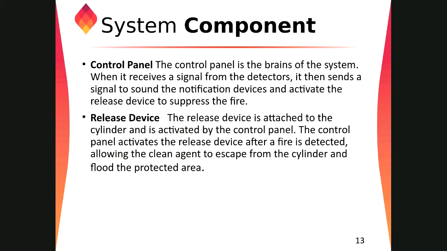Now we'll be going through different definitions. Control panel: yes, the control panel is the brain of this system. It will receive signals from the detector and allow the electronic control head to open and release the suppression system to extinguish the fire. We have a release device also, right? It is attached to the cylinder, and it is activated by the control panel.